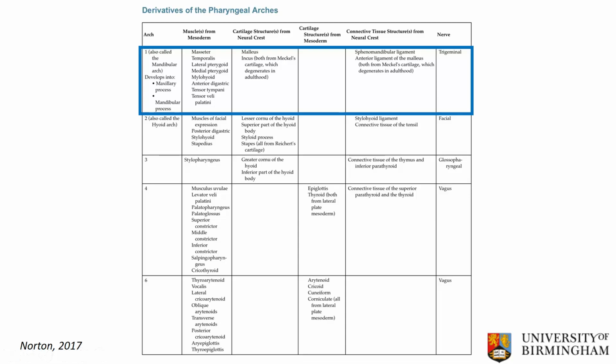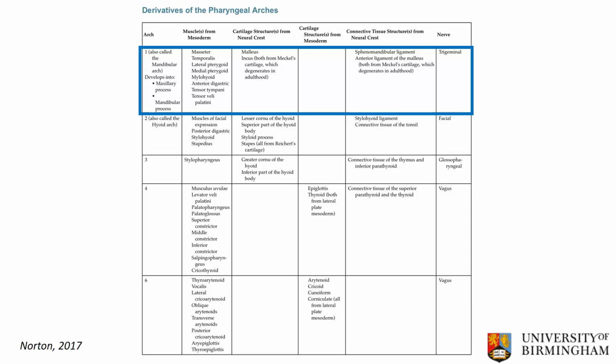This lecture is focused on the trigeminal nerve, hence I want you to observe the top of the table where the first pharyngeal arch is highlighted here in blue, and here we have the structures that originate from this arch. You can see that we have, for example, in terms of the muscles, the masseter, temporalis, lateral and medial pterygoid, so muscles of mastication. Also the anterior belly of the digastric, the mylohyoid, tensor tympani, and tensor veli palatini.